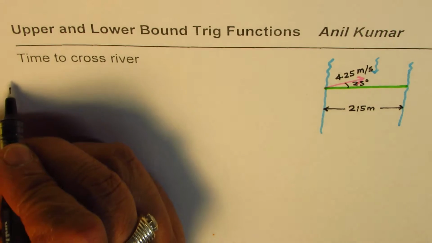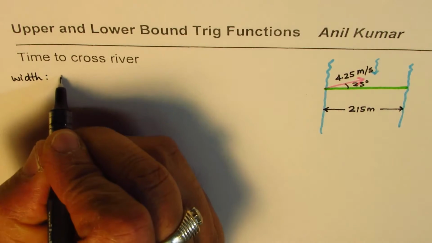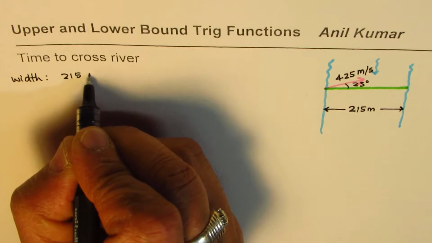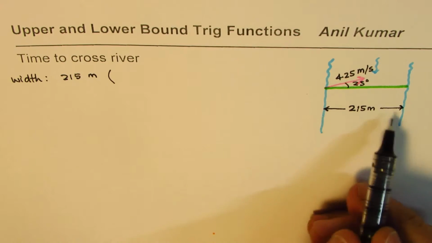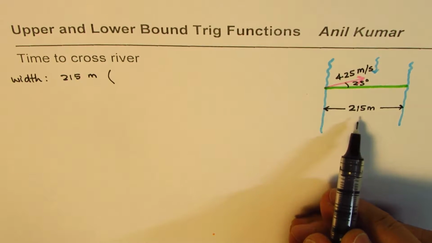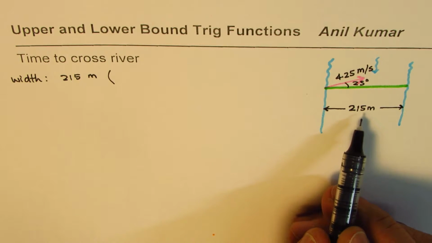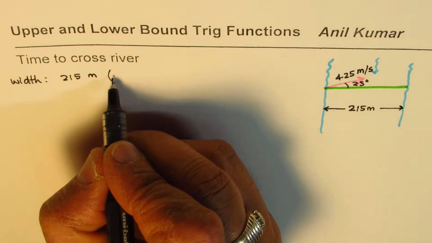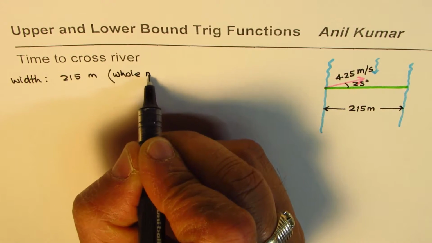So let me write down width is 215 meters. As in most of my videos, I normally don't say what is a significant digit or what it is rounded to. Now if I write 215 meters, what I'm trying to say here is rounded to a whole number. Is it okay? Right.